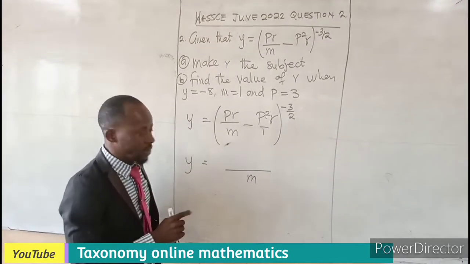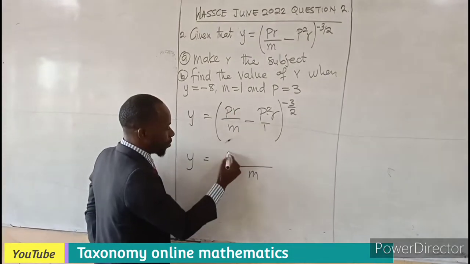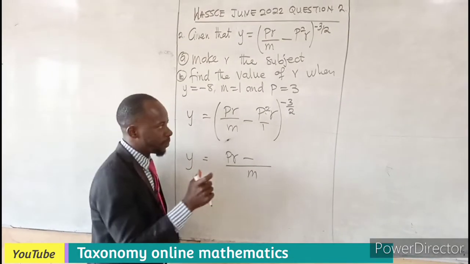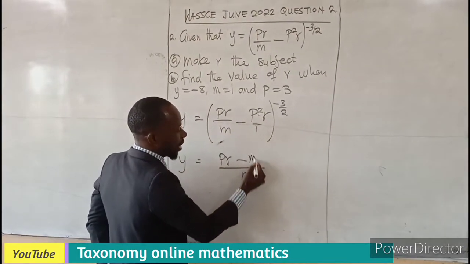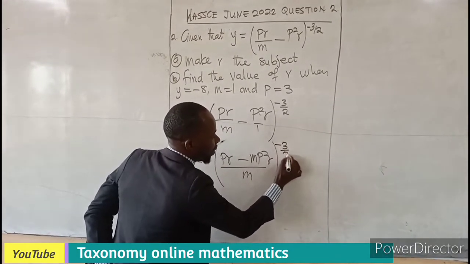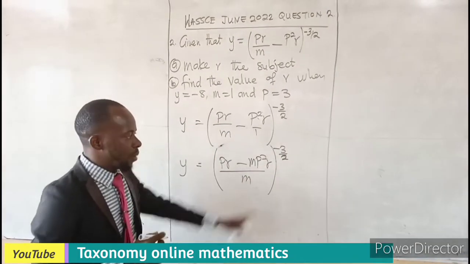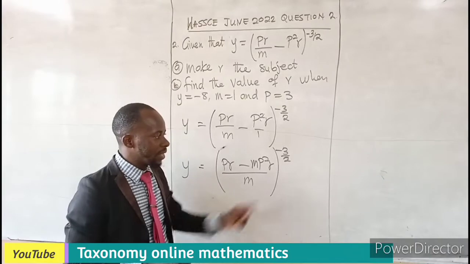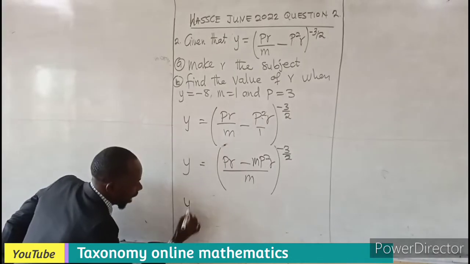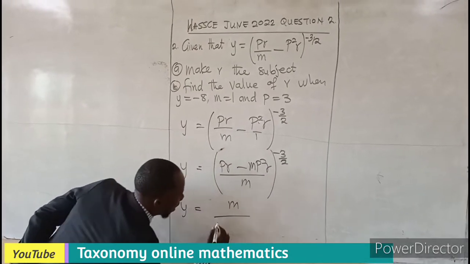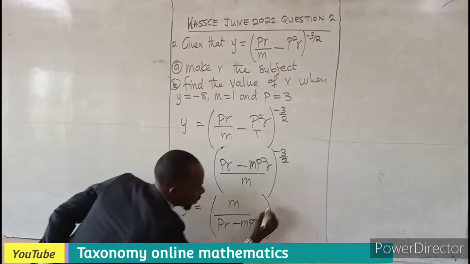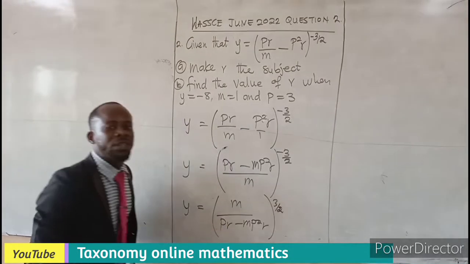If m goes into that place, we have 1. Therefore, our numerator becomes PR minus 1 into m, which will give us m. Then that will multiply our numerator, mp squared r, all to the power minus 3 over 2. So now the principle of indices can come into play by making this positive and reciprocating our fraction, meaning y equals m all over PR minus mp squared r, all to the power positive 2 on 3.